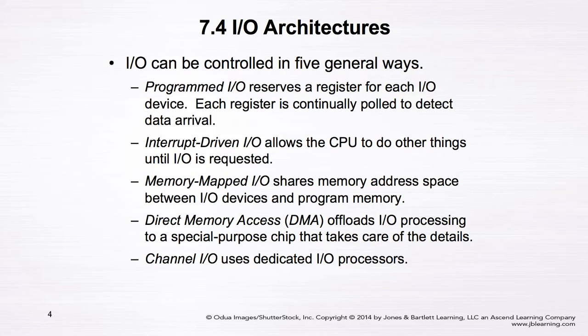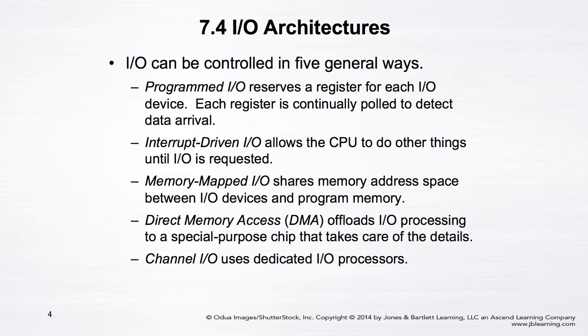In general, the I/O can be controlled in 5 general ways. The first one we call programmed I/O, which reserves a register for each I/O device. Each register is continually polled to detect the data arrival. The second one is interrupt-driven I/O, which allows the CPU to do other things until the I/O is requested. The third one is memory-mapped I/O. Basically this one shares memory address space between the I/O devices and the program memory.